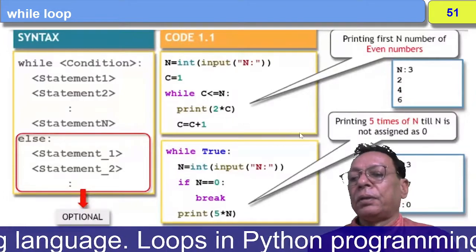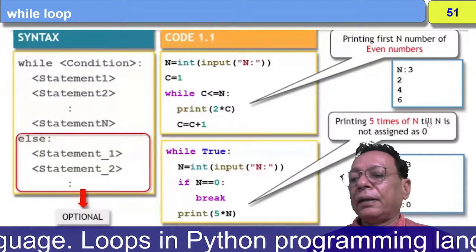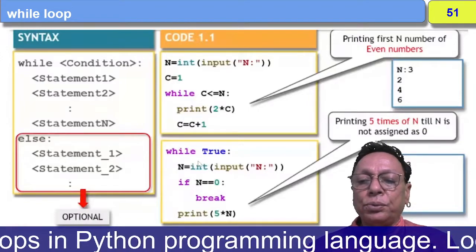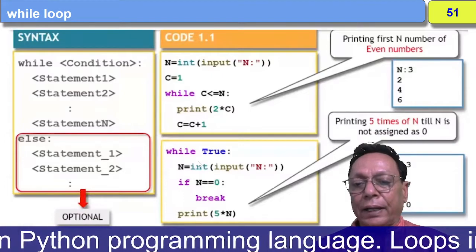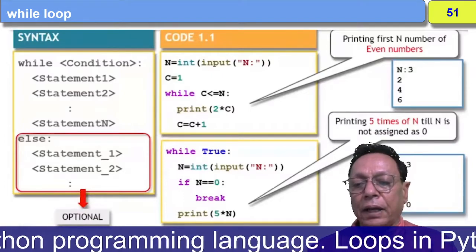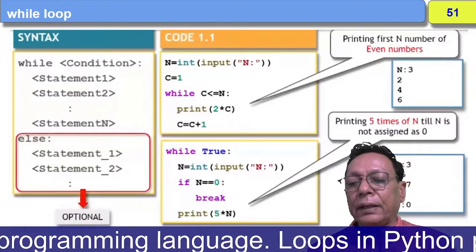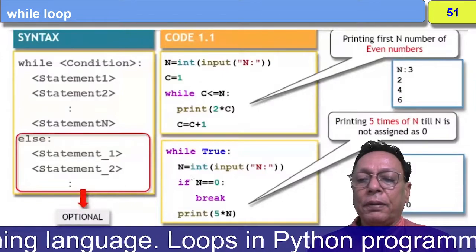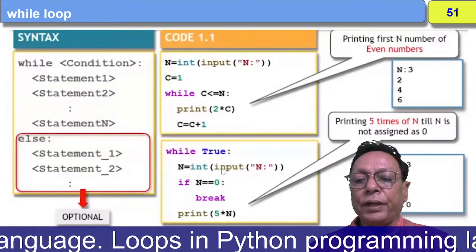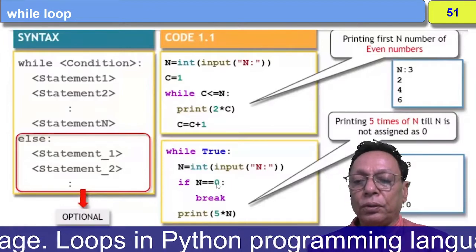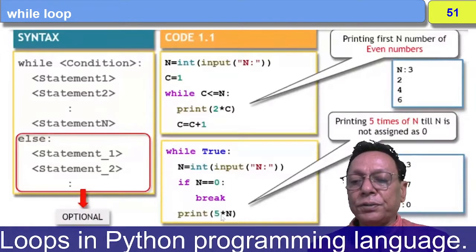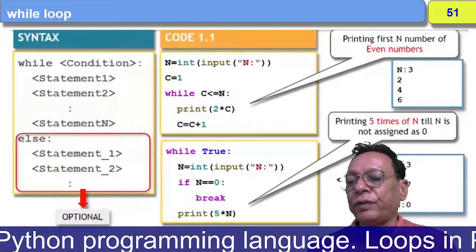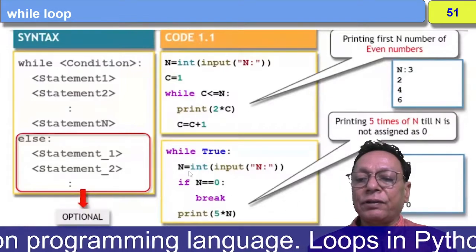Okay, now printing 5 times of n till n is not assigned as 0. So as soon as you give 0 to n, it breaks. Otherwise, it keeps on printing multiples of 5. For example, if I give n as 3, is n 0? No. So it will come to 5 into 3 because n was 3. So 5 into 3 is 15. So 15 is here. And next time again it asks for the value of n.